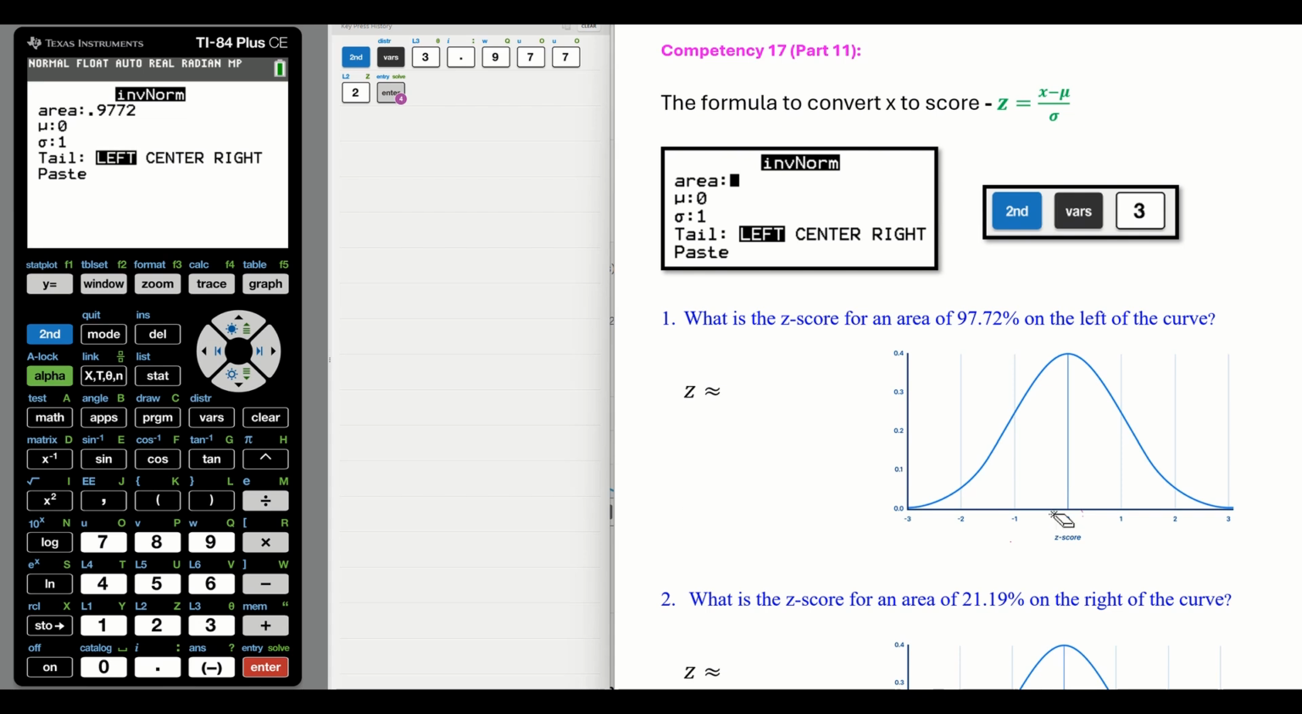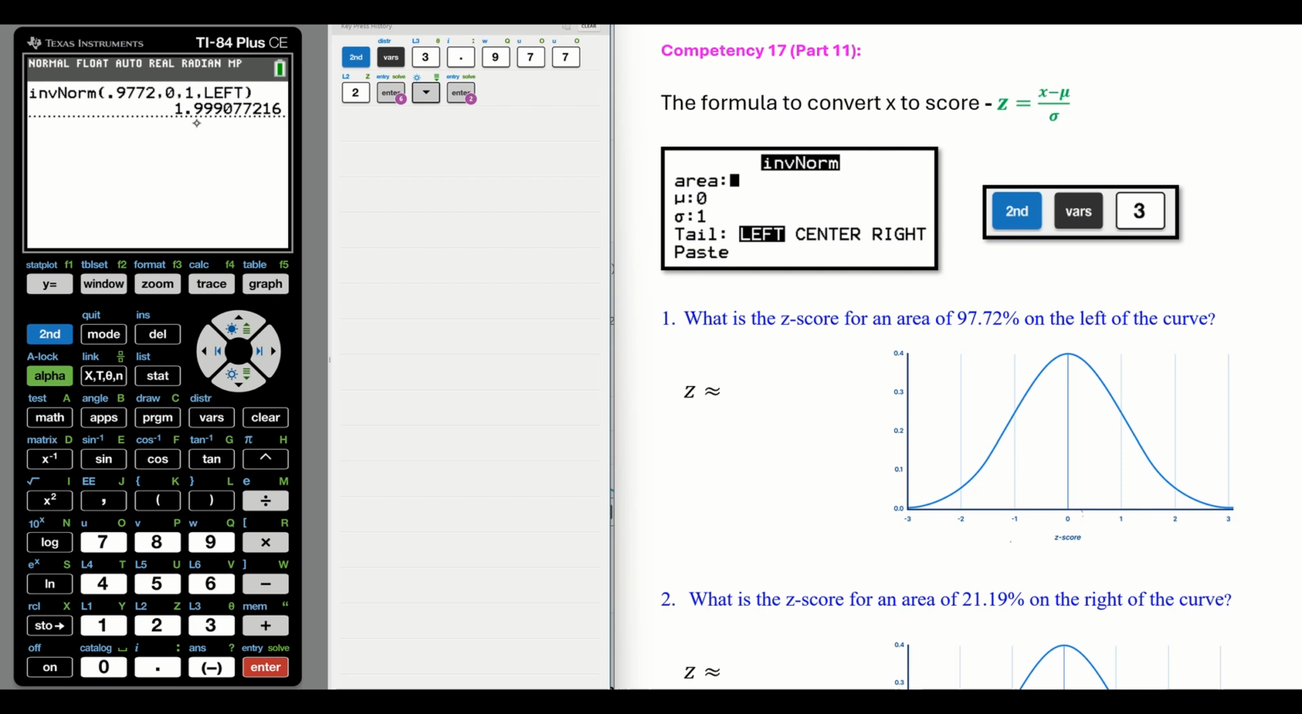It's going to tell us it says left of curve. We already have that done. Oh, I forgot, you have to arrow down and then enter again. 1.99. That is rounded, so that means our z-score is actually close to just 2. And that would be a z-score here.